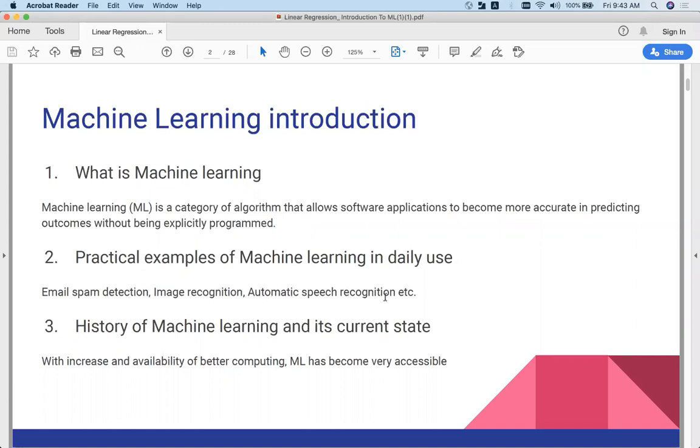Then automatic speech recognition. Whenever you type in Google now, or let's say Siri or whatever, whenever you speak, the waveform of audio is being understood, and there's a lot of machine learning going on behind it. Now, these are like 10 to 15 examples, and every day these examples are increasing. For example, when you upload your resume, there is some sort of artificial intelligence to figure out, okay, this guy understood, this guy doesn't understand.